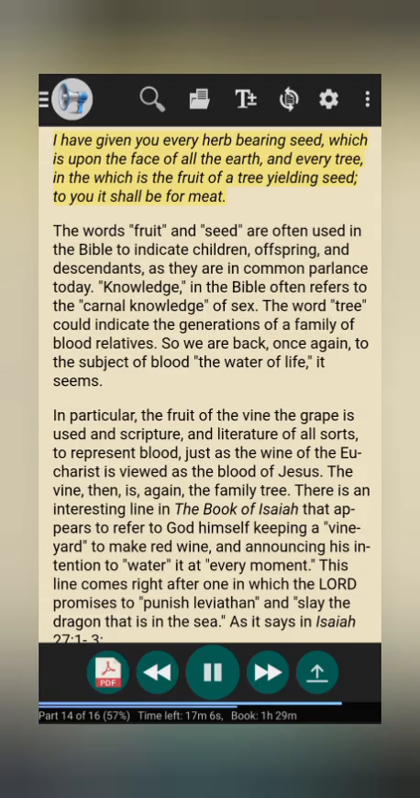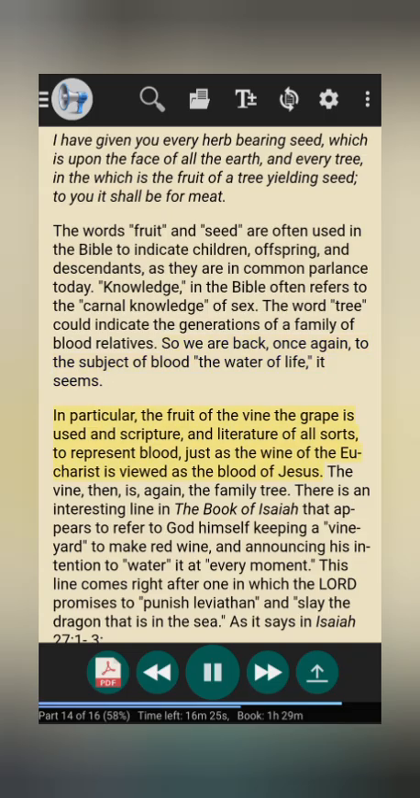To you it shall be for meat. The words fruit and seed are often used in the Bible to indicate children, offspring, and descendants, as they are in common parlance today. Knowledge in the Bible often refers to the carnal knowledge of sex. The word tree could indicate the generations of a family of blood relatives. So we are back once again to the subject of blood, the water of life, it seems.